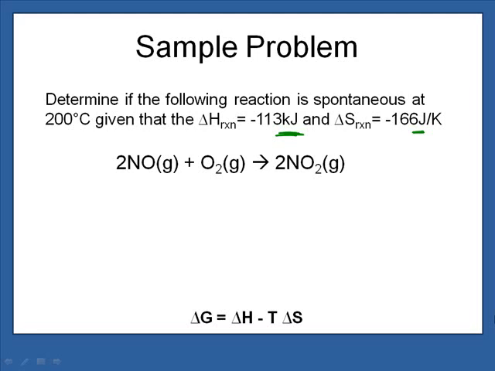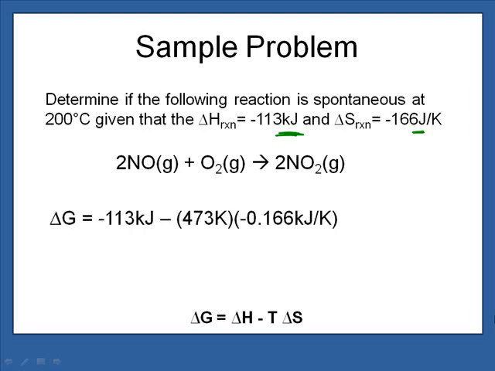So let's change, I forget what I changed. Looks like I changed everything to kilojoules here. So let's make this negative 0.166 kilojoules per Kelvin. And the other thing I want to make sure you're aware of is that because the unit for entropy is in Kelvins, we need to make sure that any temperature data we're given, like this 200 degrees Celsius, also gets converted to Kelvin.